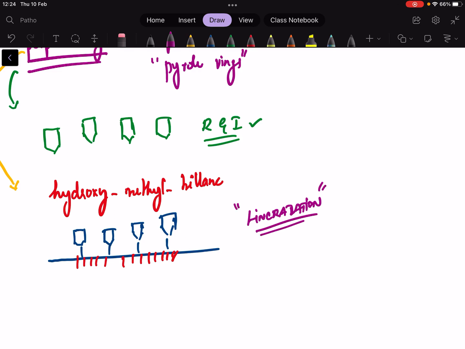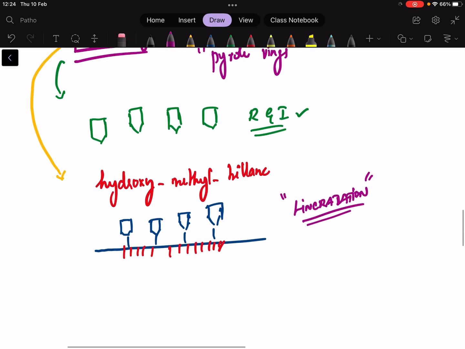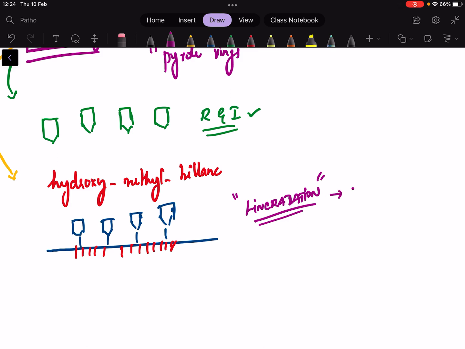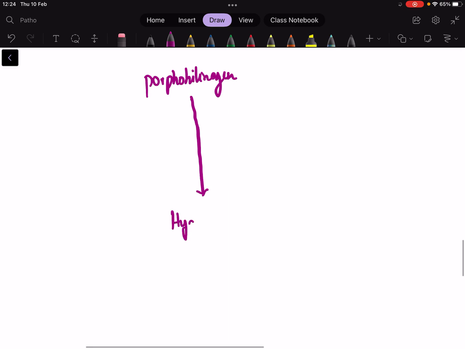Why linearization? Because in porphobilinogen, they are randomly arranged, whereas in the case of hydroxymethylbilane, they are arranged in a linear fashion. Hence the step is called linearization of pyrrole rings. To be more specific, we call this linearization of tetrapyrrole rings, since there are 4 pyrrole rings. So once again, porphobilinogen, which is an imperfect molecule and randomly arranged, is going to get converted into hydroxymethylbilane.